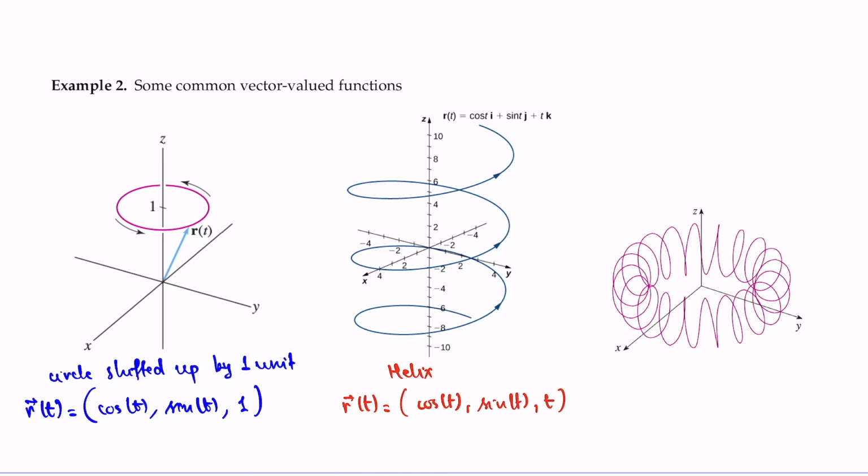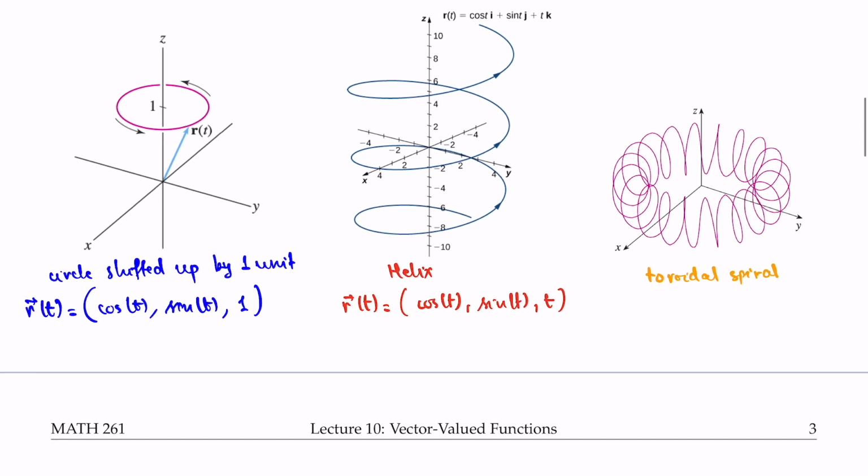And for the last graph, this is a toroidal spiral. The formula is quite complicated, so I'm going to write this down in terms of the components. So x of t is equal to 4 plus sine of 20t, altogether times cosine of t. Y of t is equal to 4 plus sine of 20t times sine of t. And the last component, z of t, is cosine of 20t.